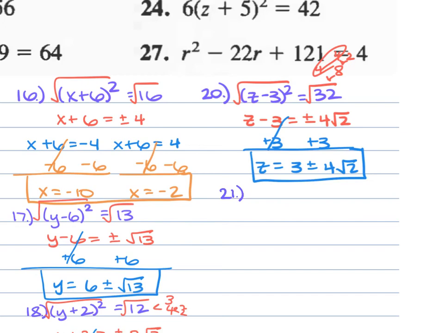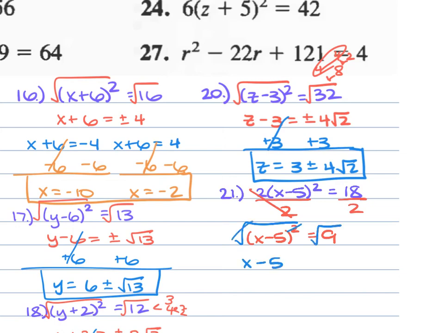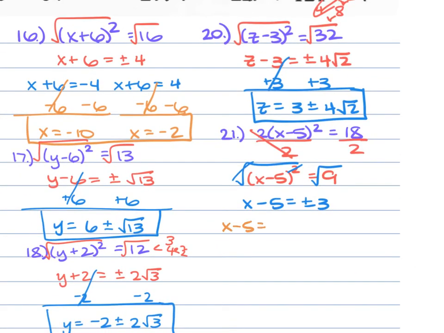For 21, we have 2 times x minus 5 squared is equal to 18. We're going to start by dividing each side by 2 to get x minus 5 squared is equal to 9. We take the square root of both sides, and we're left with x minus 5 is equal to plus or minus 3. So this is going to turn into x minus 5 is equal to negative 3, and x minus 5 is equal to positive 3. We add the 5 to both sides, and we have that x is equal to 2, and x is equal to 8.